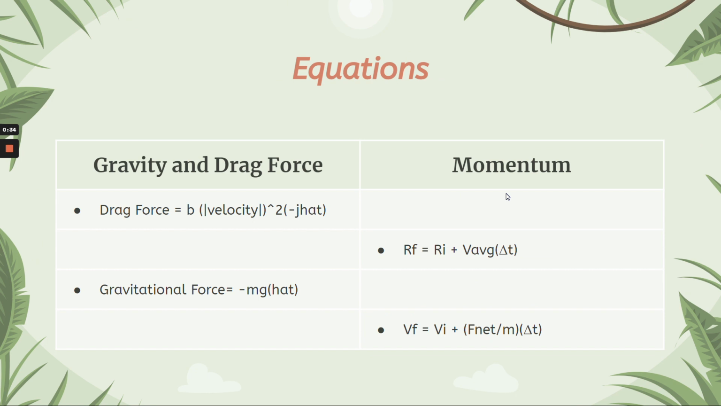So the equations that are used, the drag force equation is B, which is the coefficient, times the magnitude of velocity squared times negative j hat, and then the gravitational force is, as it usually is, negative mg j hat. And then for momentum, we'll be using position update, which is rF equals rI plus v average times delta t. And then for velocity update, we'll be using vF equals vI plus F net over m times delta t.